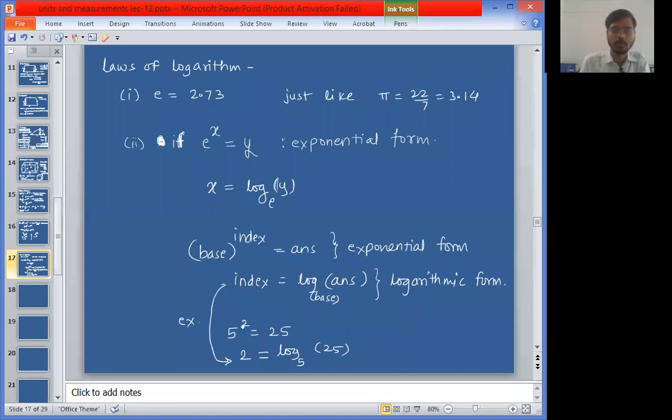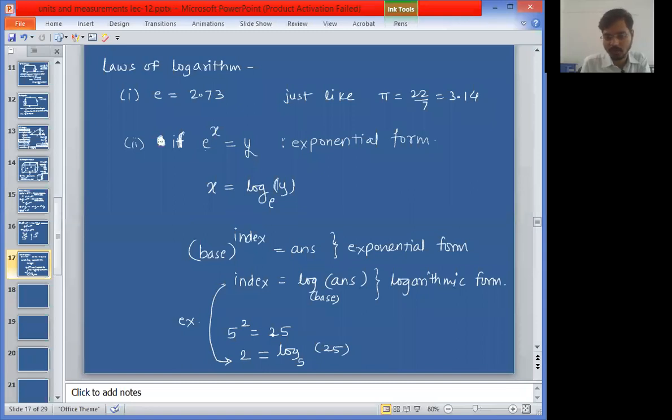So if you are given the format, this is called the index. Let me explain it again. This is index, this is base, and this is answer. Index, base, and answer. So index is equal to log of answer, and what do we write down here? We write the base. So index is 2. Index is equal to log of answer.